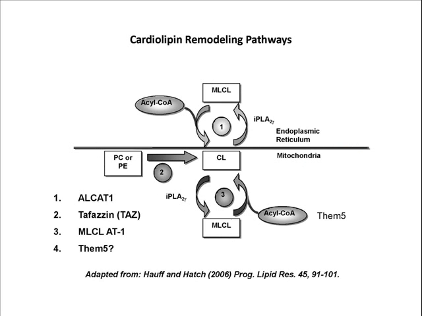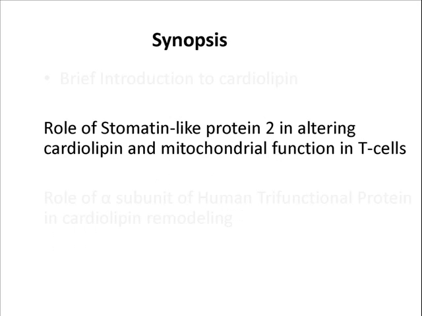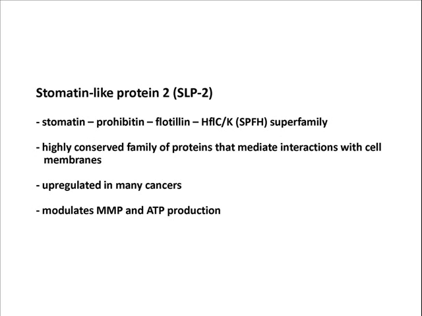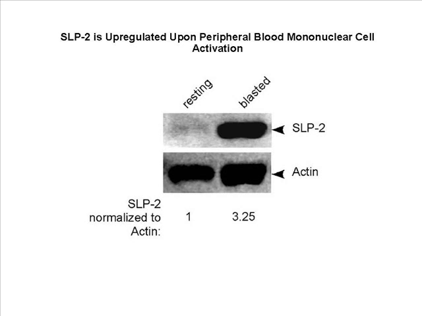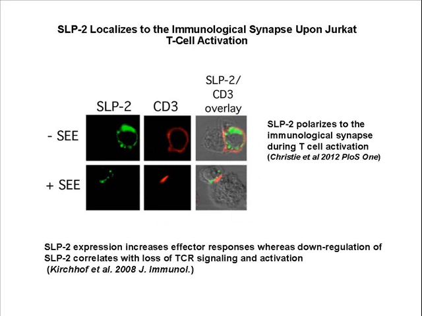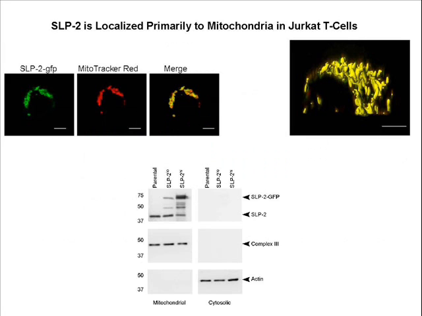This is the synopsis of what I'll talk about. I'll be very brief with my introduction to cardiolipin because we've beaten it a bit to death. I want to also talk about the role of this unique protein, stomatin-like 2 protein, in altering cardiolipin mitochondrial function in T cells, and also then go into the initial title of my talk, which is the role of the subunit of alpha functional protein in the cardiolipin remodeling.